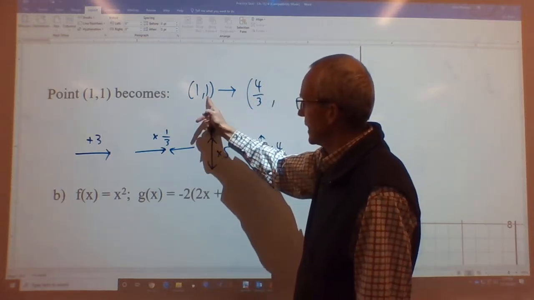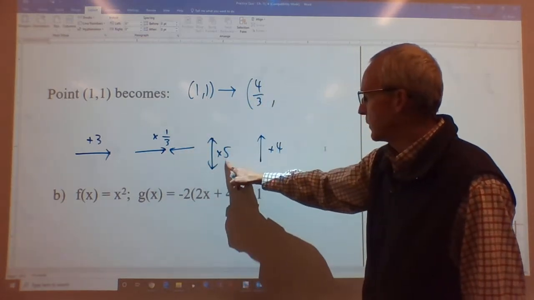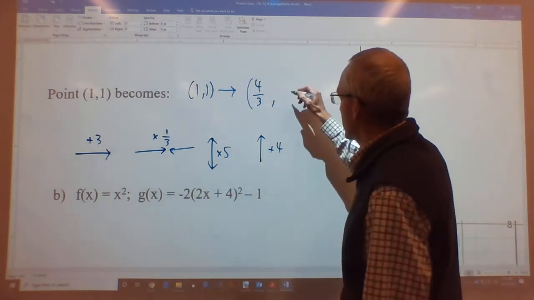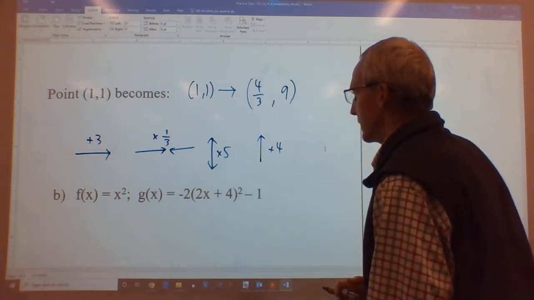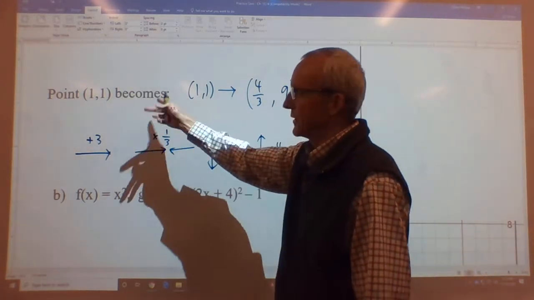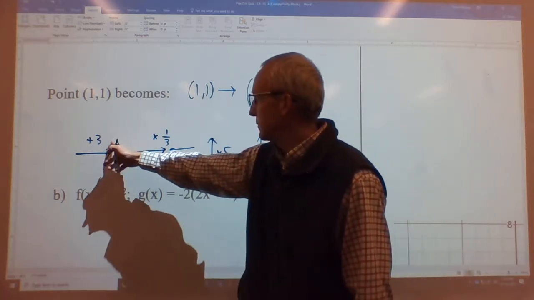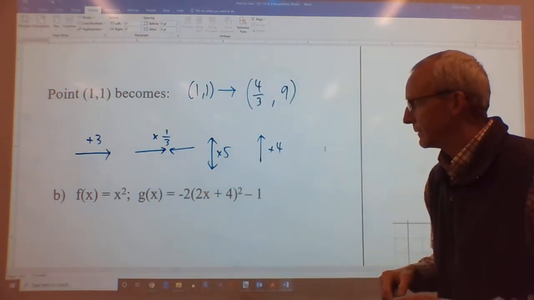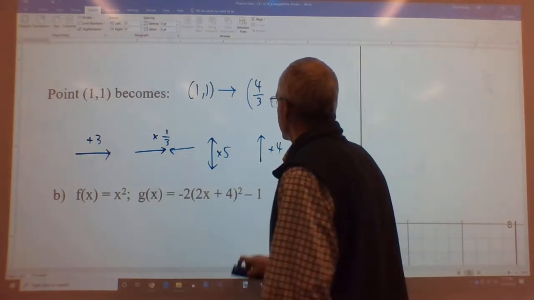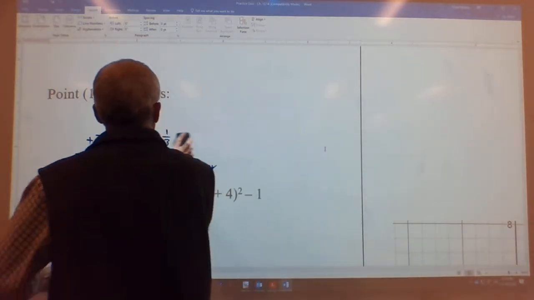The y value is also 1. We multiply it by 5, so 1 times 5 is 5. Add 4, it becomes 9. Okay, so that's it. Now if we add another point, you just keep doing the same thing: you add 3, then multiply by 1/3. Okay, cool. Not so bad. Let's look at the next one now.